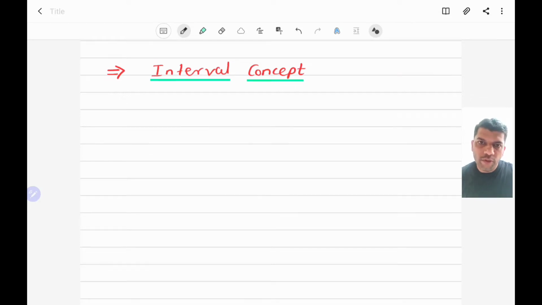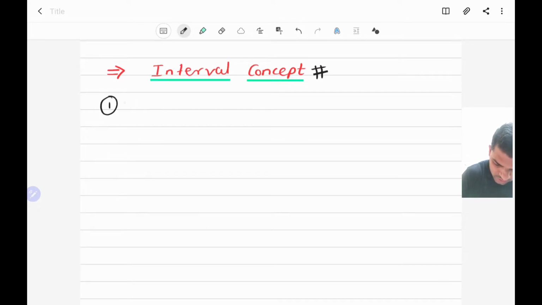Hello friends, welcome to today's session on the interval concept. Maths is a symbolic language, so many times we get confused by the symbols, and this is also somewhat like understanding the symbolic language of mathematics. There are four types of intervals.